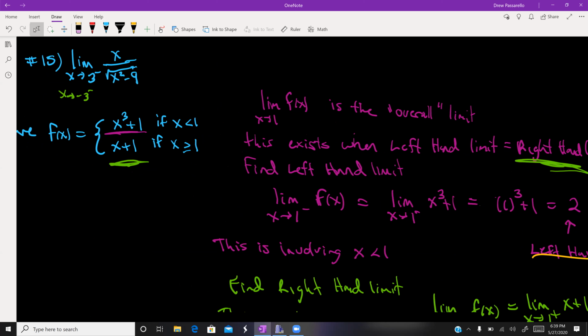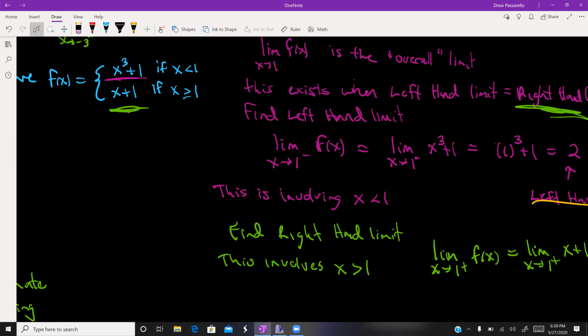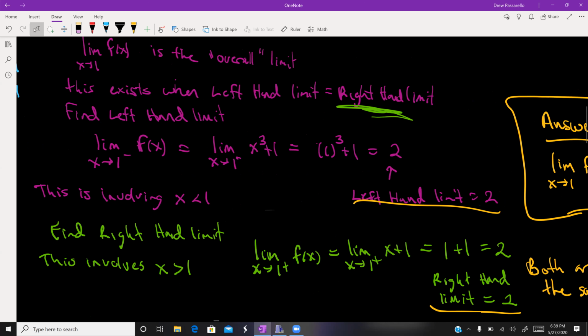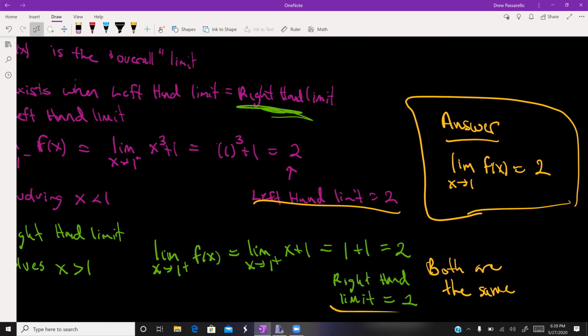For the right-hand limit, that's x values to the right of 1, which means the x values are greater than 1. So that means I use the bottom piece, x plus 1. So still plugging in 1 into the bottom piece, x plus 1, it's 1 plus 1, it also gives me 2. So therefore the overall limit must be 2.